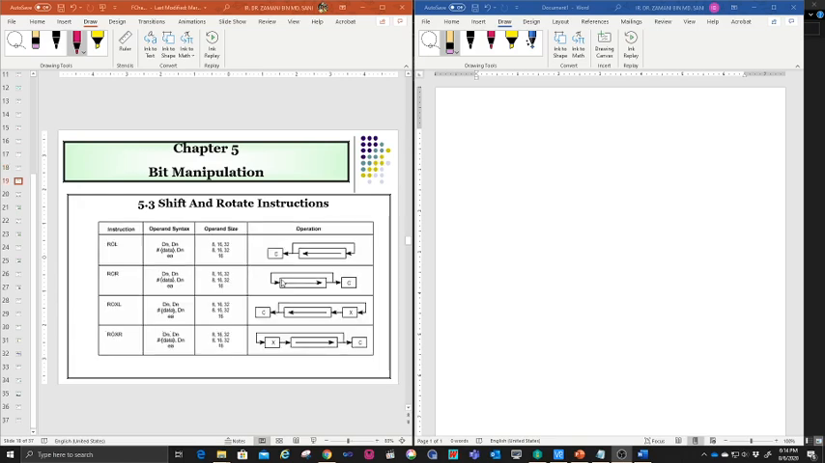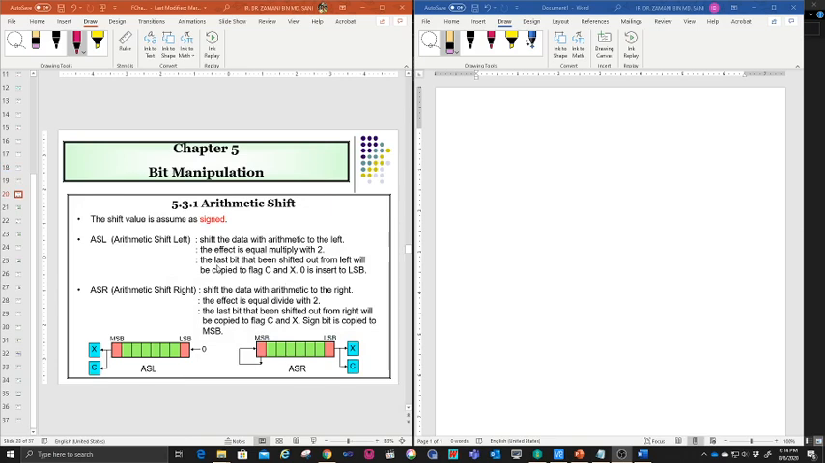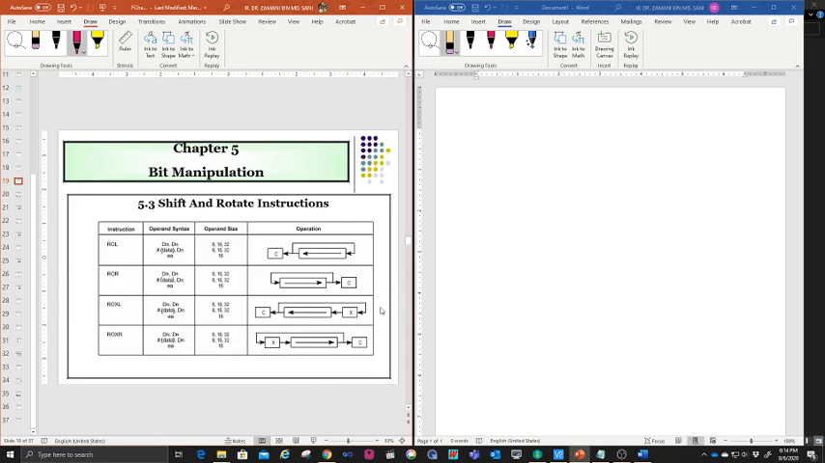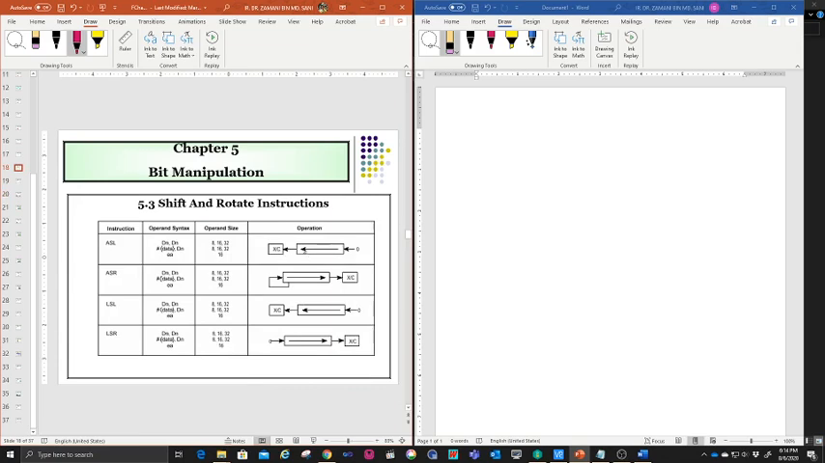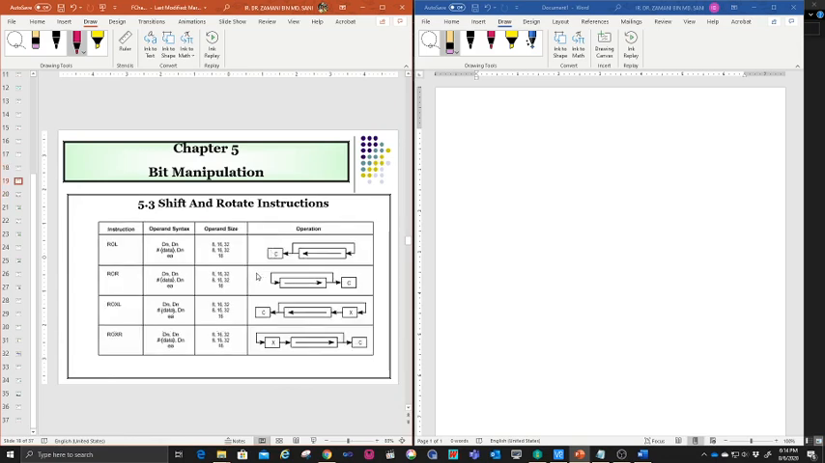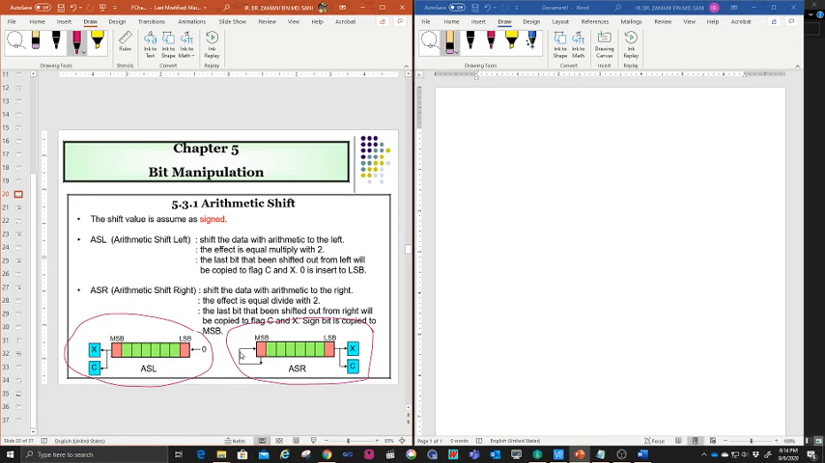So I'm going to look at the first 4 first. This is arithmetic shift left and arithmetic shift right. You can see that this is the same concept. ASL is this one: push 0 in, shift to the left, and the MSB is going to be saved over here. For the arithmetic shift right, the MSB value is going to be copied and pushed, and the bit that goes out here is going to be copied into X and C. X and C are in the flags.